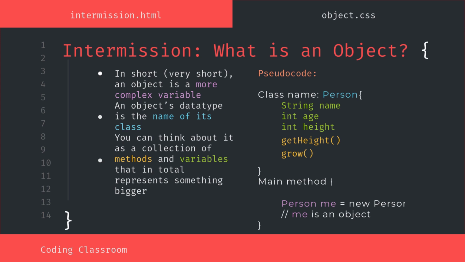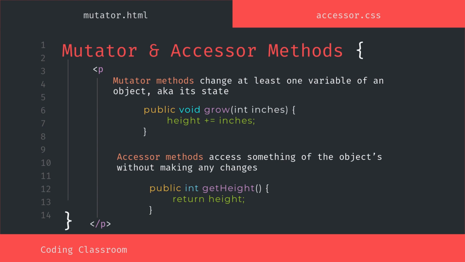An object is a complex variable that represents an entity in your program. It's a collection of methods and variables that together define its behavior and properties. For example, Person me = new Person(). Here, me is an object of the Person class. Mutator methods, or setters, change an object's state, while accessor methods, or getters, retrieve data without altering it. For example, public void setHeight(int height), this.height = height. public int getHeight, return height. These methods are crucial for encapsulation and data protection.